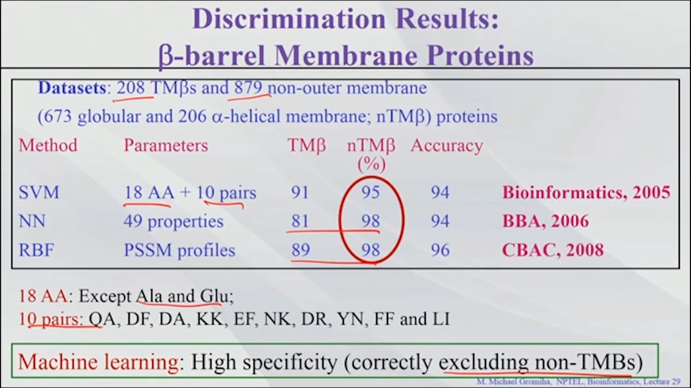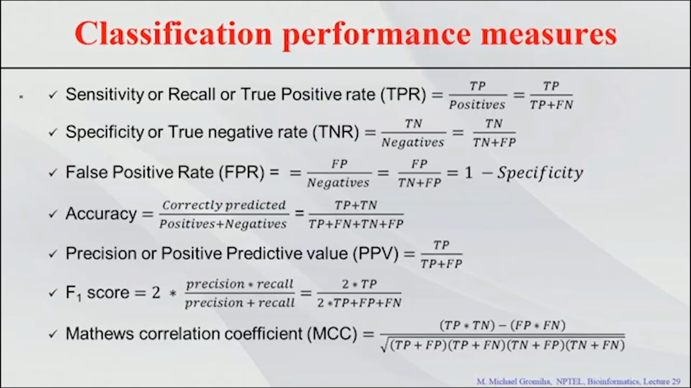So we need to check the accuracy along with sensitivity and specificity. These are other performance measures, for example the false positive rate, the precision, F score, Matthews correlation coefficient. You can also use these to measure the performance of your particular method. So this is another one.